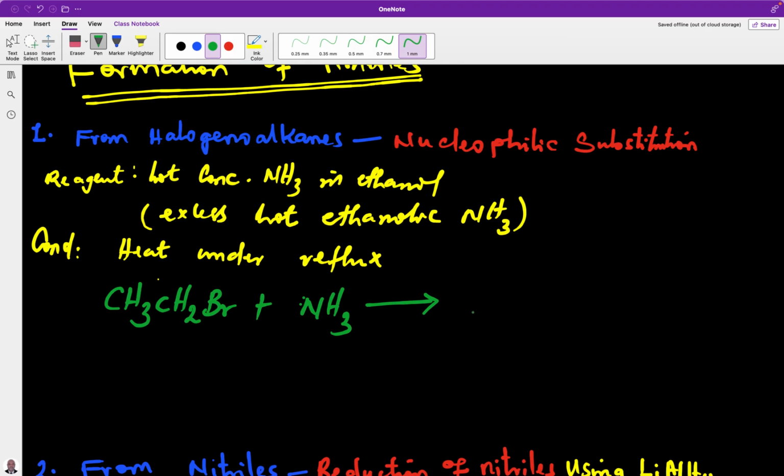So now the product from here will be CH3CH2NH2 plus hydrogen bromide, and this is what we'll call ethylamine. But it should be remembered that the hydrogen bromide, which could even react with ethylamine, is removed by the excess ammonia.